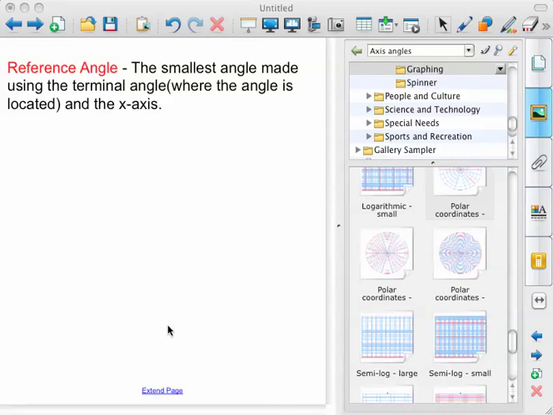Alright, reference angle. Reference angle is the smallest angle made using the terminal angle. In other words, where the angle is located and the x-axis. So, really quick here.